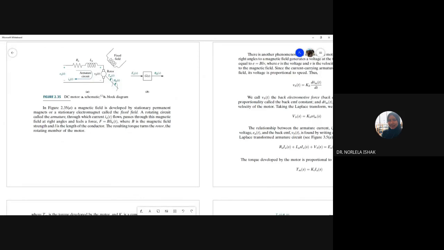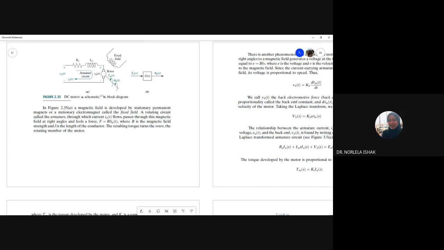From this circuit, figure A, a magnetic field is developed by a permanent magnet or electromagnet, called a fixed field. A rotating circuit called the armature, through which current IA flows. So meaning a rotating circuit called the armature will have a current flowing.